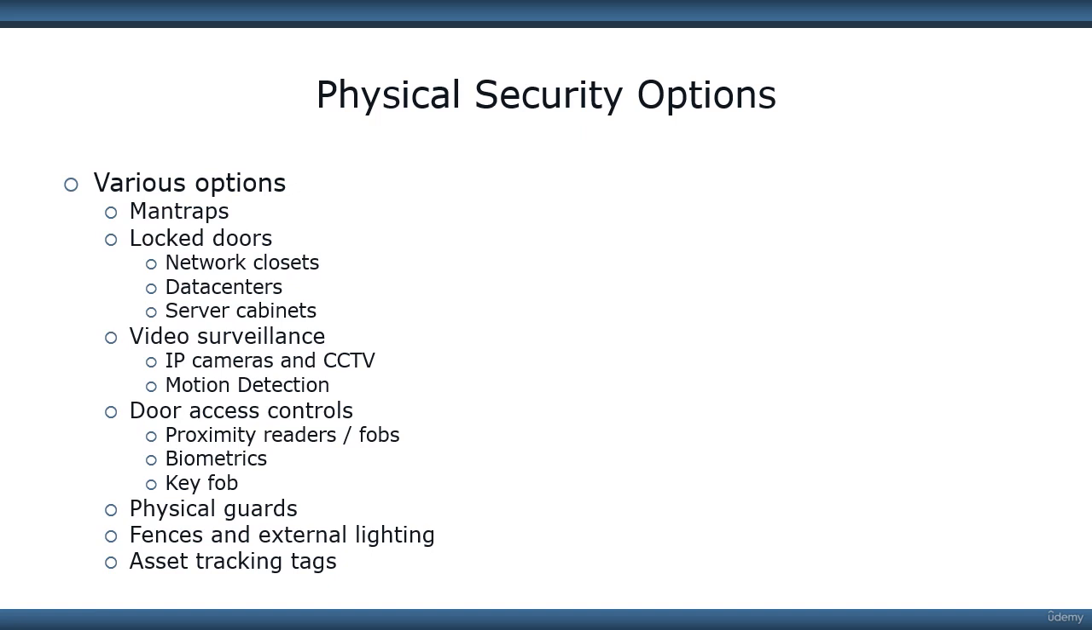So the larger the organization, the more likely that you've got physical guards checking IDs of employees who are trying to enter, monitoring video surveillance systems actively, things like that. Fences, external lighting, asset tracking tags on devices and computers. All of these are options. Will you utilize all of these in your network? Probably not. Especially smaller organizations are unlikely to have physical guards, man traps, key fobs, that kind of thing. But you can have a different variation of these just depending on the situation.